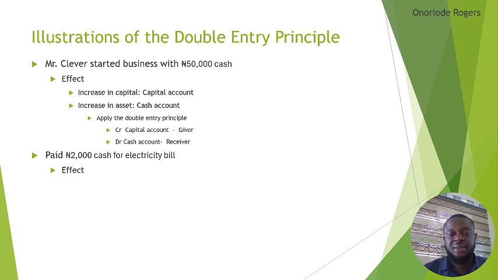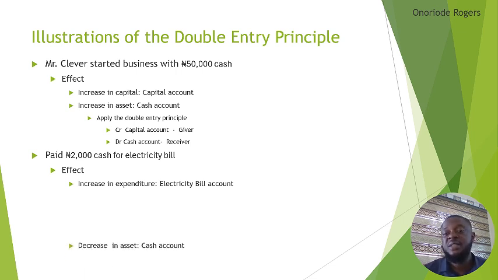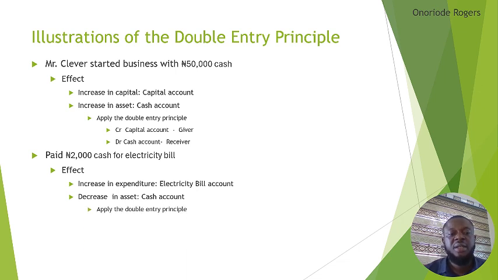2,000 naira. That means there is an increase in expenditure. Expenditure is increased by the electricity bill account, while there will be a decrease in asset because cash is parting with 2,000 naira. Applying the double entry principle, asset is reducing and cash is parting with money. That means cash is giving out money to pay the electricity bill, so the cash account is going to be credited because it's giving out, while the electricity account is going to be what? To be debited.